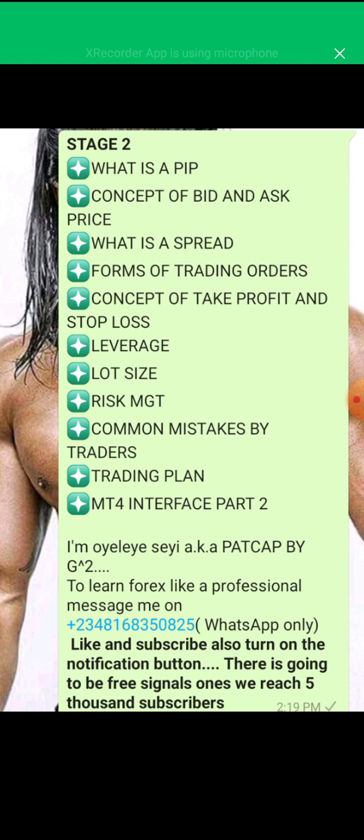So the real meaning of Patka means that I'm a price action trader and I catch all pips by God's grace. The P stands for price, the A stands for action, the T stands for trader, the C stands for catch, the A stands for all, and the P stands for pips. And the G square means God's grace. Are you getting what I'm saying? It's because I believe whatever things I'm doing in this life is just God's grace.